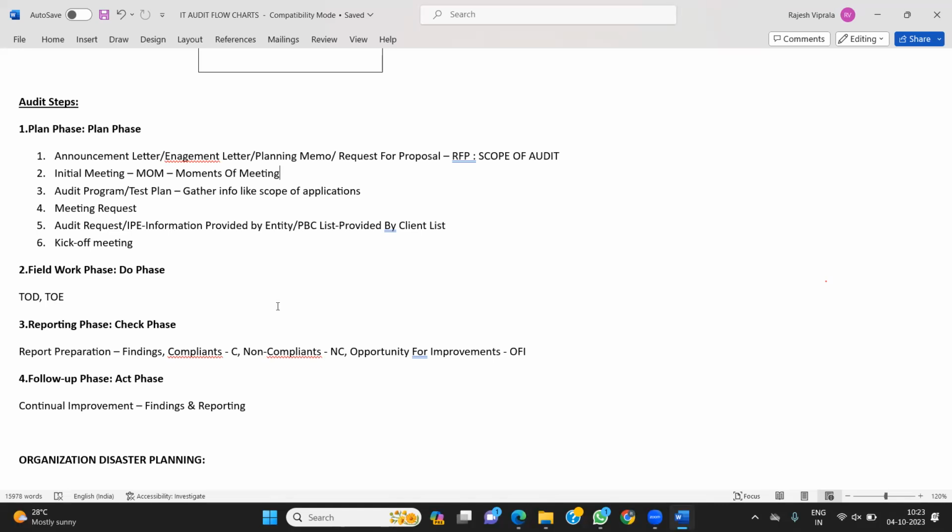Okay. Then the third one is called OFI, opportunity for improvement. So what is that opportunity for improvement? Maybe you are going to do an audit on the identity access management. And during the discussion, you don't just ask the control, you are trying to probe the auditee with several relevant questions. Say, for example, oh, you have the identity access management tool? Very good. From where did you get this tool? Which service provider has given you this?